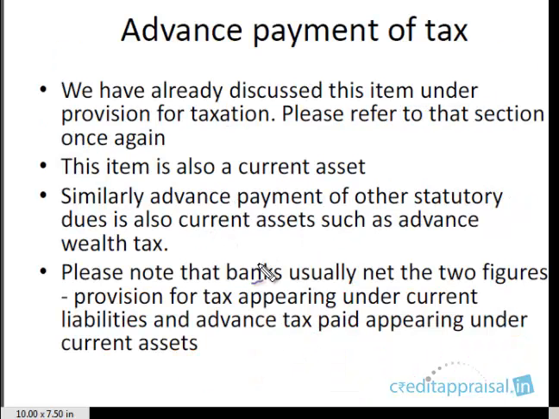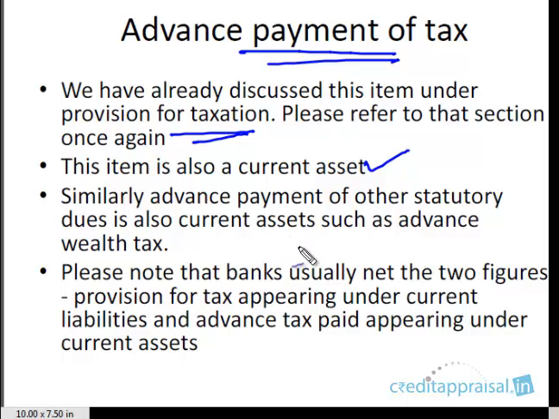So the next item we can discuss is the advance payment of tax. We already discussed this item under provision for tax. Please refer to the section once again. Advance payment of tax is something we discussed earlier and it is a current asset, right? So it is not just regarding tax. There will be other statutory dues also, like advance wealth tax, various items. All these are current assets.